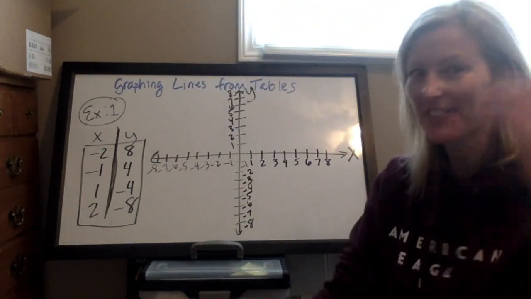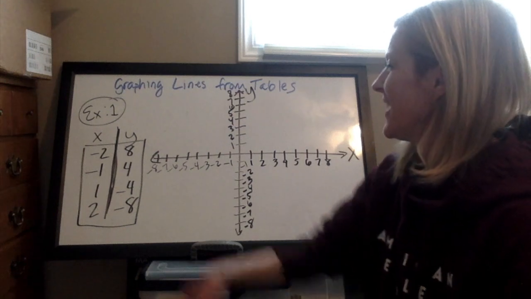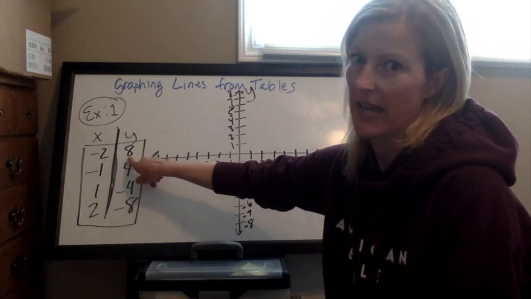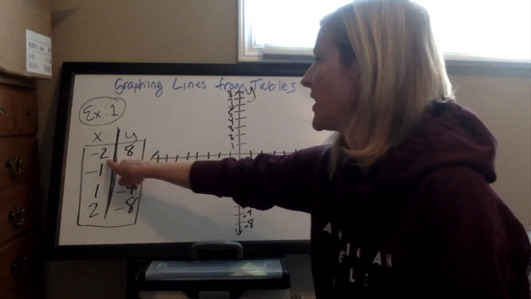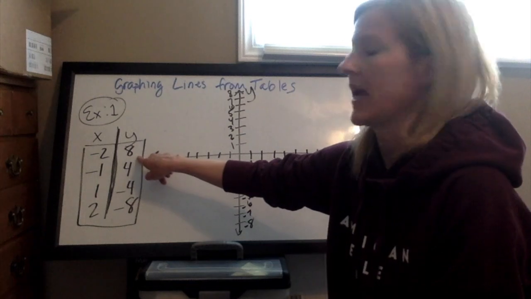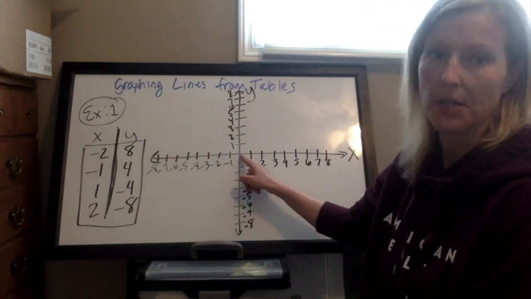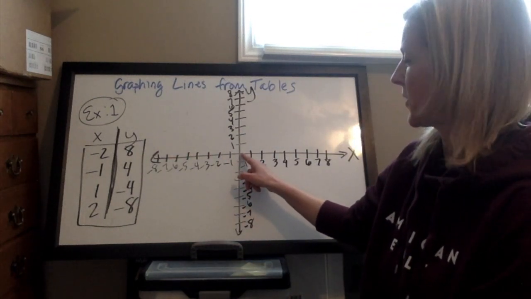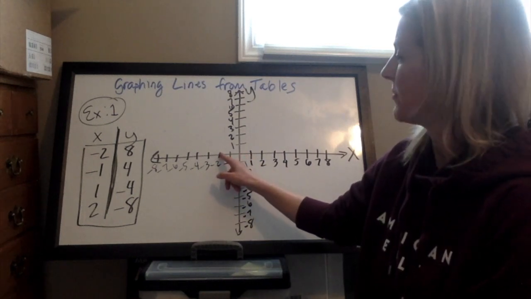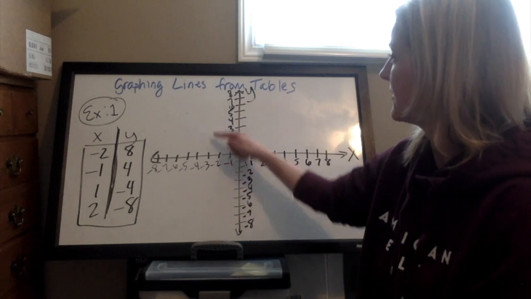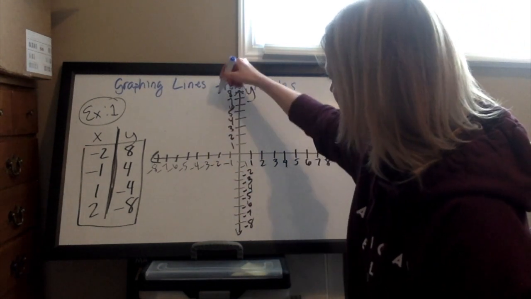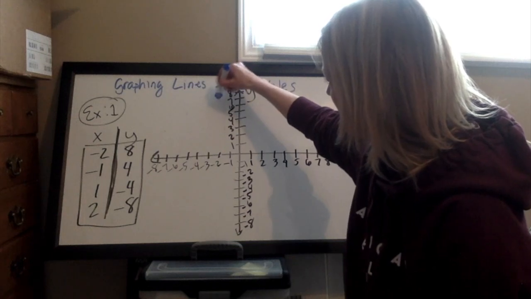Okay, so now we're going to graph these 4 points. So the first point I'm going to graph is -2, comma, +8. So the -2 is your x, and the 8 is your y. So you always start in the origin, and you do the x first. So we're going to go over -2, and then from there we're going to go up +8. So all the way up here. So my first point is over -2, up +8.